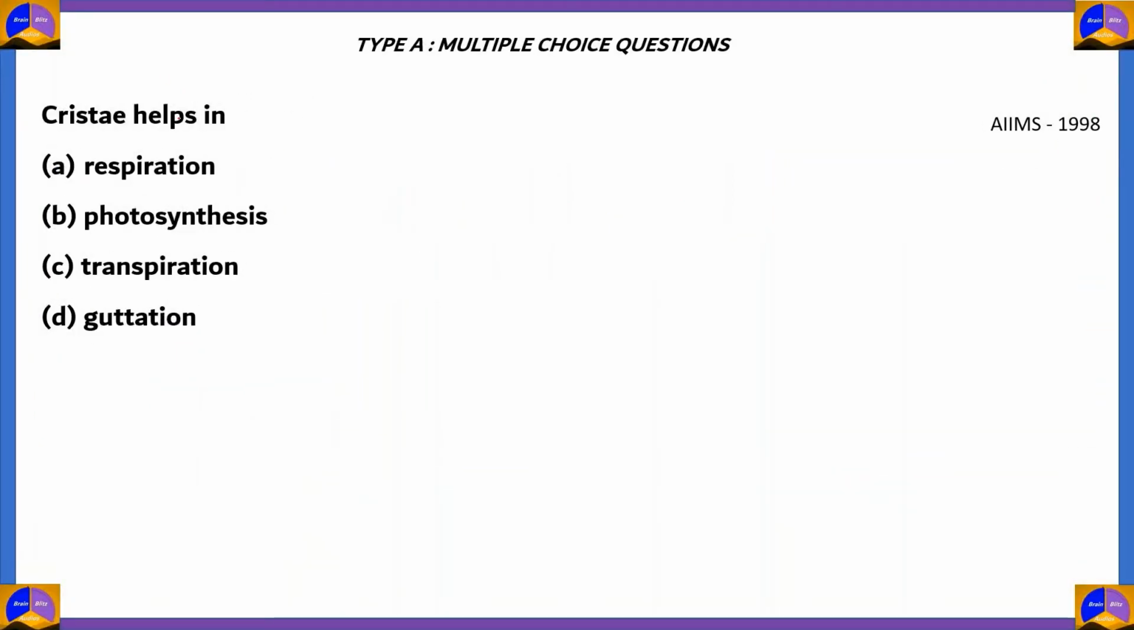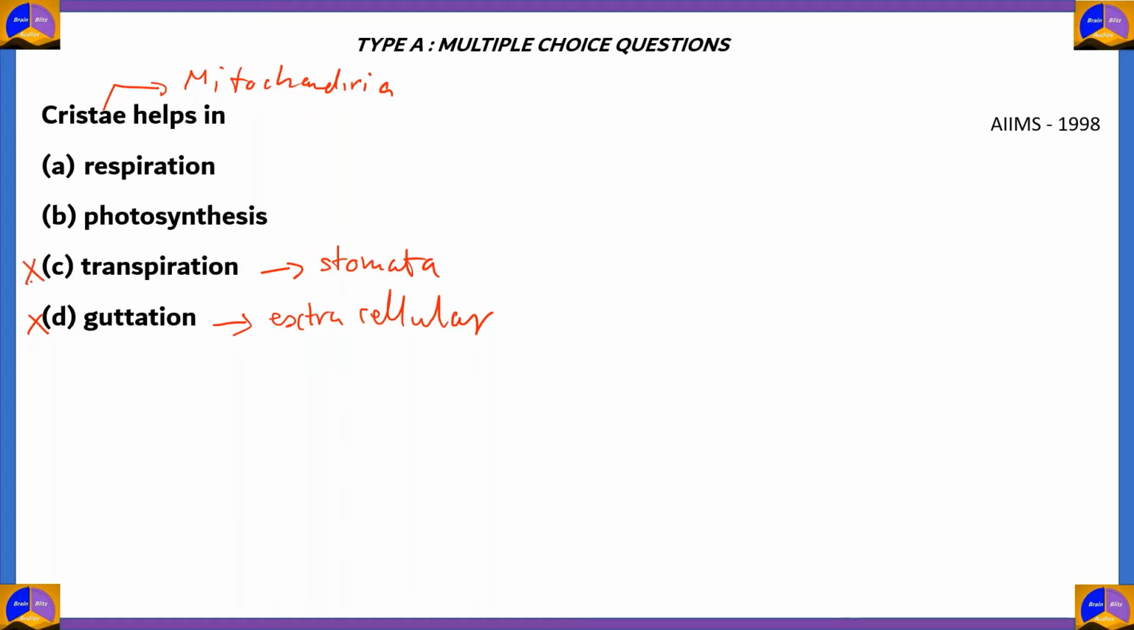Next question. Cristae helps in A. respiration, B. photosynthesis, C. transpiration, D. guttation. Cristae are found in mitochondria. Now, which of these is present in mitochondria? D. guttation. Guttation is an extracellular phenomenon. So that means it is not bound to any organelle or any cell. So option D is incorrect. Option C, transpiration. Transpiration is present in the stomata and not the mitochondria. Option C is also incorrect.